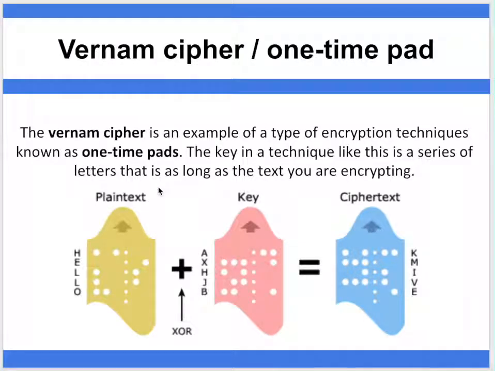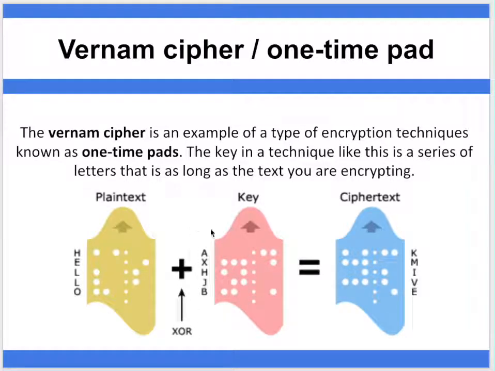Vernam cipher, also referred to as the one-time pad, is a type of encryption which is incredibly secure if the principles of the encryption are actually followed each time. So the way this one works is that you have your plain text and you want to encrypt it. In this case, we can see we have the word hello.